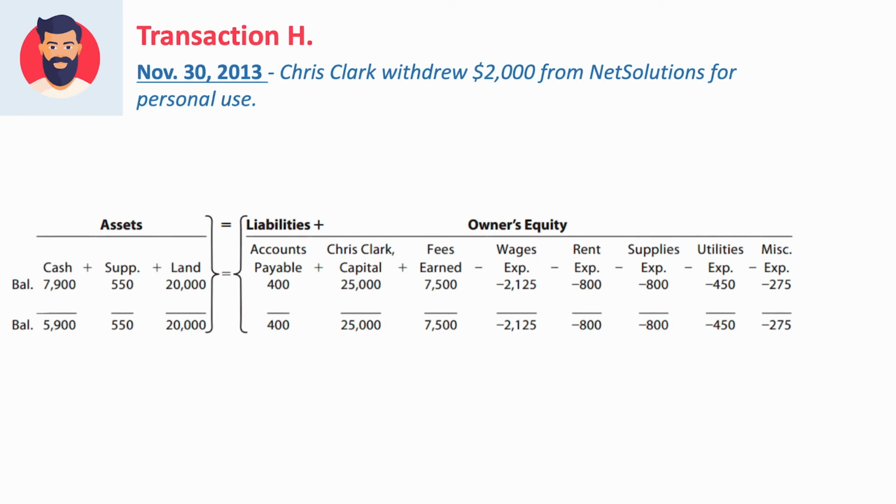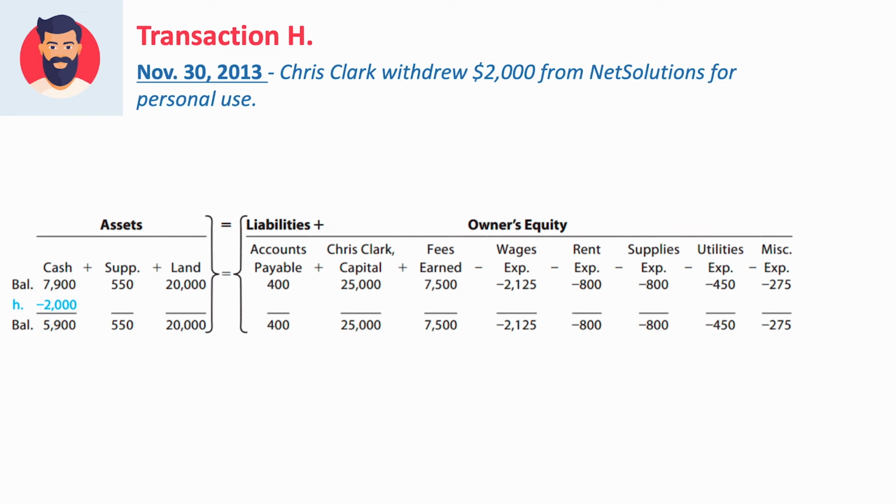Transaction H. November 13. Chris Clark withdrew $2,000 from Net Solutions for personal use. At the end of the month, Chris Clark withdrew $2,000 in cash from the business for personal use. This transaction is the opposite of an investment in the business by the owner. Withdrawals by the owner shouldn't be confused with expenses. Withdrawals do not represent assets or services used in the process of earning revenues. Instead, withdrawals are a distribution of capital to the owner.